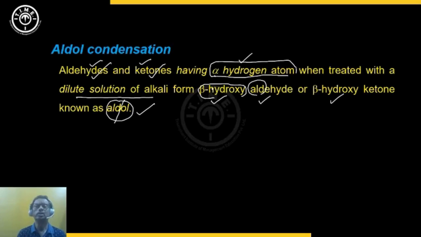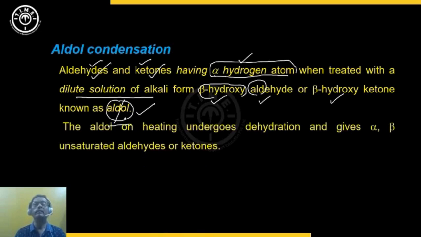Beta carbon means 2 carbons away. The next carbon to the functional group, that is CHO or CO, is the alpha carbon. Next to that is the beta carbon. So we get a beta hydroxy aldehyde or a beta hydroxy ketone, which is commonly called an aldol. Now this aldol may undergo further reaction. What is the further reaction? Dehydration, that is loss of H2O, to give alpha beta unsaturated aldehyde or ketone.